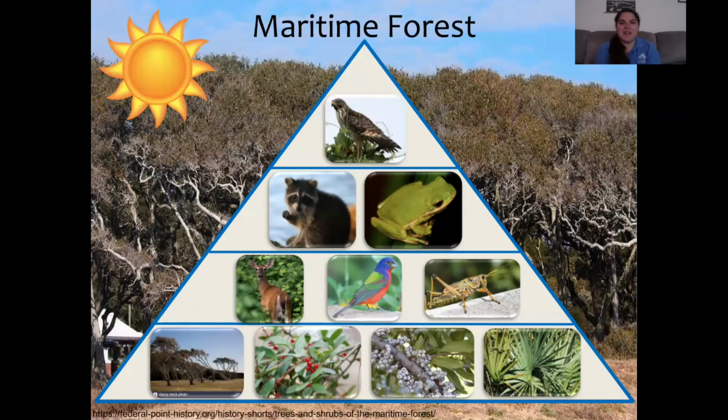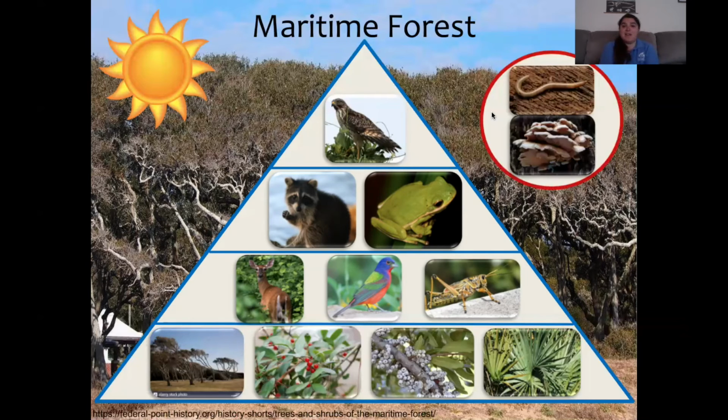And our top predator for our food web pyramid is our red-shouldered hawk or other birds of prey. These birds of prey really like to eat the smaller mammals that are in the maritime forest, as well as some amphibians and reptiles also.